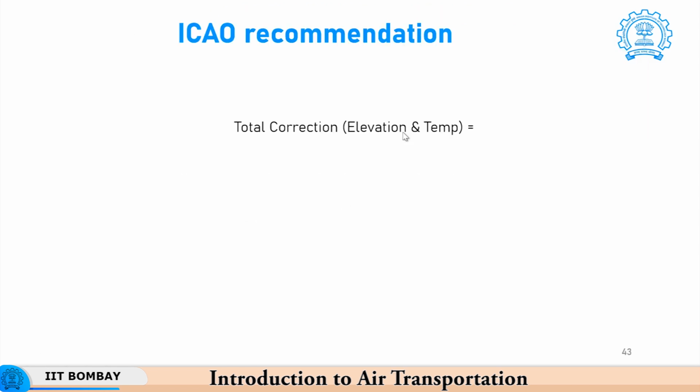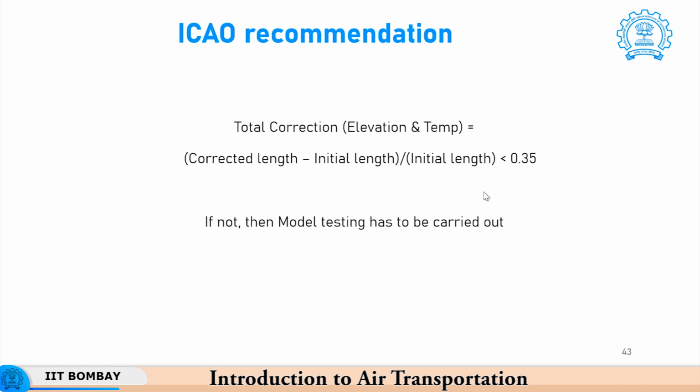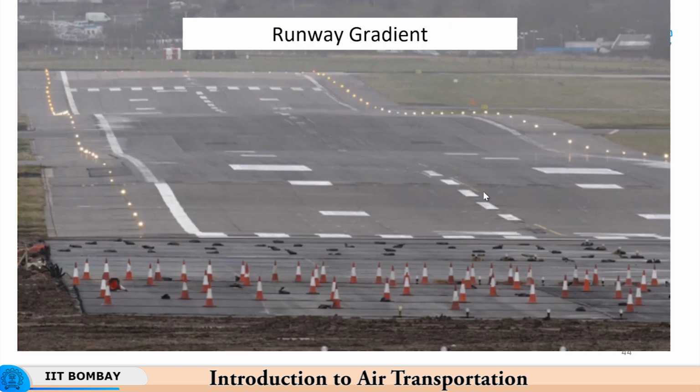Now, what does ICAO recommend? ICAO says that the total correction for elevation and temperature, that is corrected length minus initial length upon initial length, should be only up to 0.35. That means 35% extension is permitted. Okay. If you are getting a larger variation, that means you are at very high altitude and also very high ambient temperature, then you have to do actual testing and not this particular model calculations. Okay.